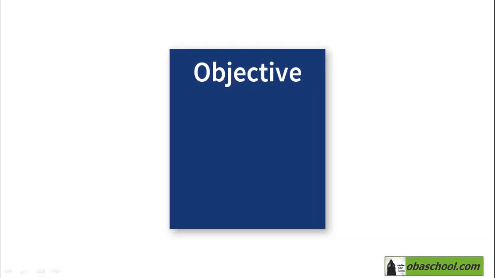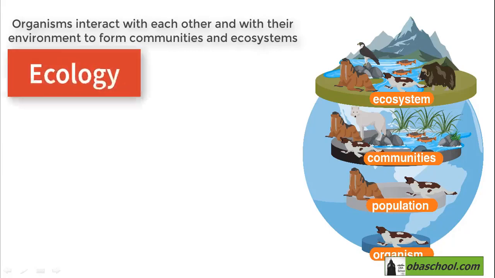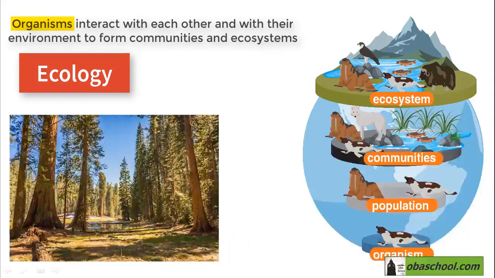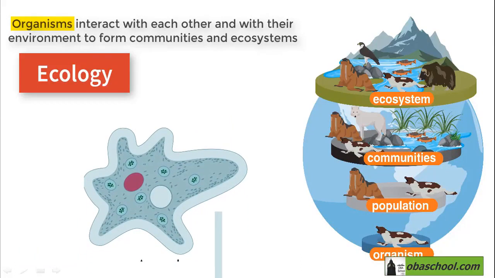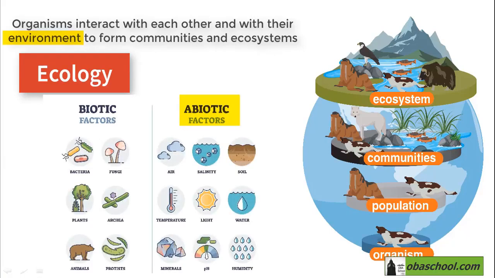In this tutorial, we're going to remember some key points concerning sampling. Organisms interact with each other and with their environment to form communities and ecosystems. The study of this interaction is called ecology. Organisms include all living things, from gigantic redwood trees to single-celled algae, whereas the environment includes both abiotic, or non-living, factors such as light intensity and temperature, or biotic, or living, factors such as predation and competition.